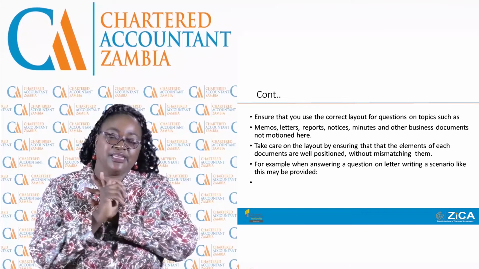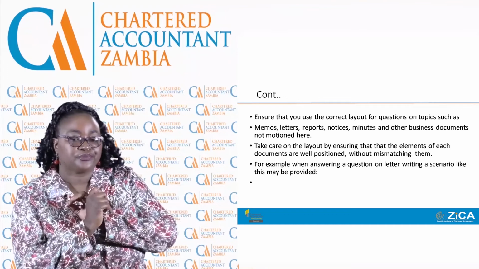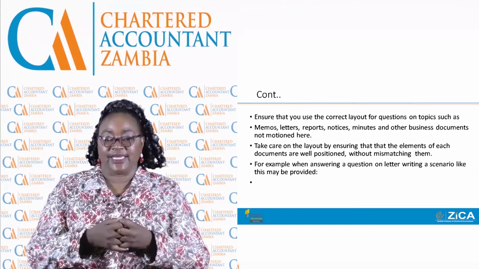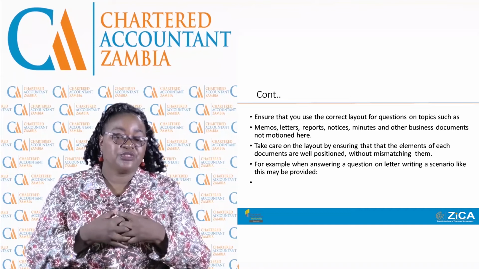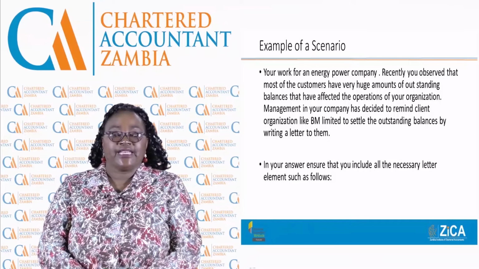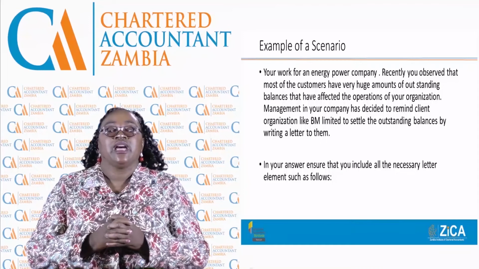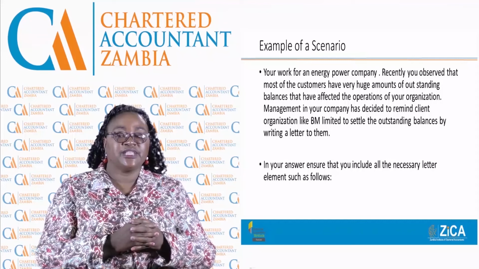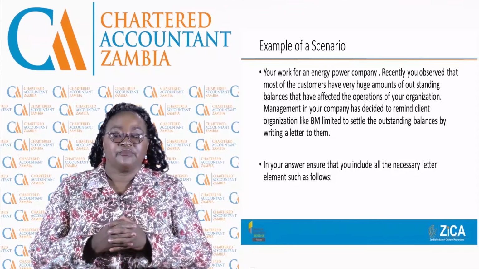For example, when answering a question on letter writing, there are a number of elements that candidates are supposed to include on the letter, but you find that certain elements may be left out or certain elements may be mismatched. Let's have a look at this scenario. You work for an energy company. Recently, you observed that most of the customers have very huge amounts of outstanding balances that have affected the operations of the organization. Management in your company has decided to remind a client organization like BM Limited to settle the outstanding balances by writing a letter to them.